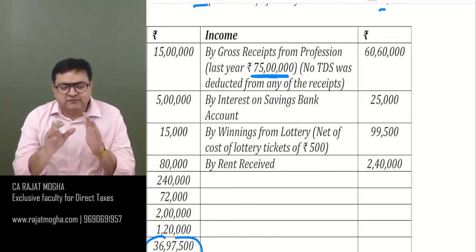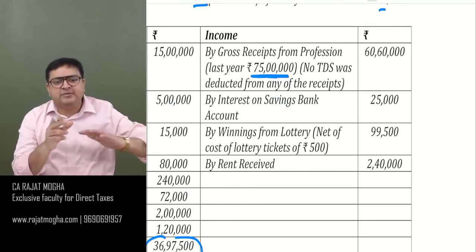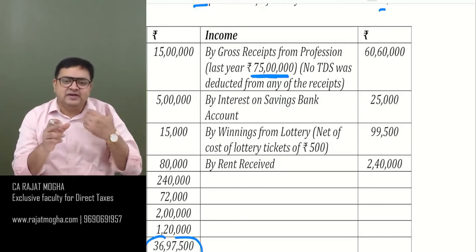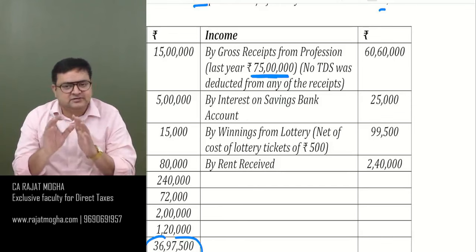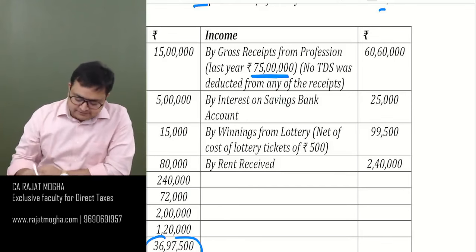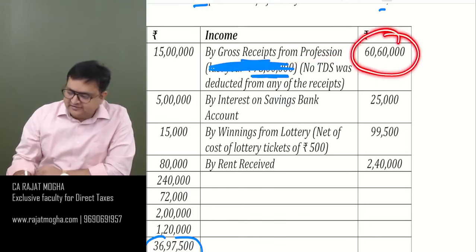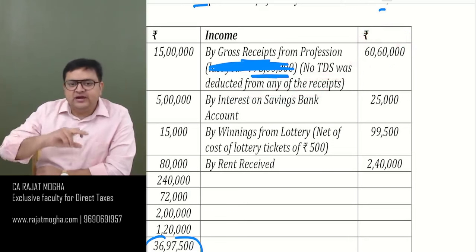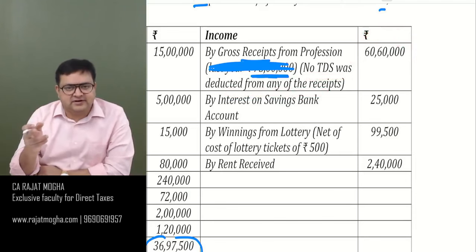So why have they given the last year turnover? Probably because this person is a big individual or HUF, eligible to deduct the TDS. Understood? Now forget about this. Now read it like this. Gross receipts from profession, 60 lakh 60,000. No TDS was deducted from any of the receipts.